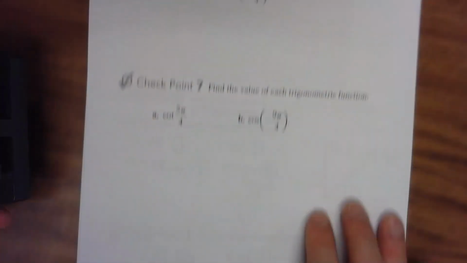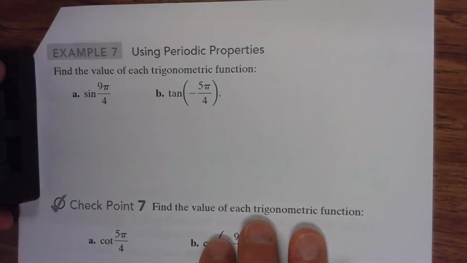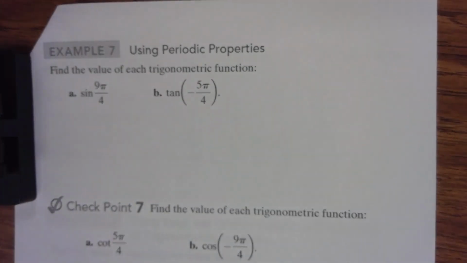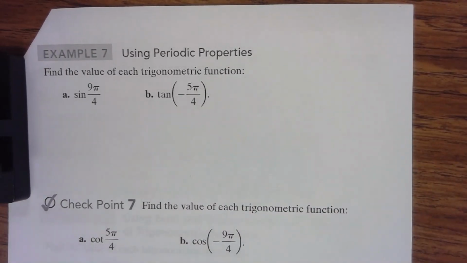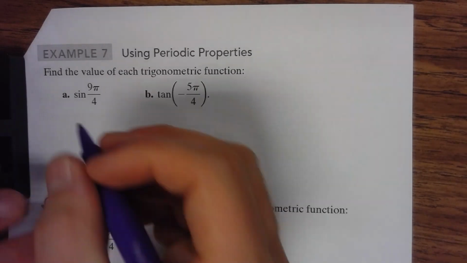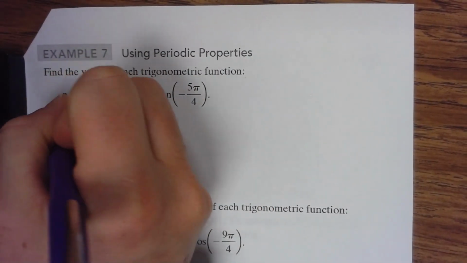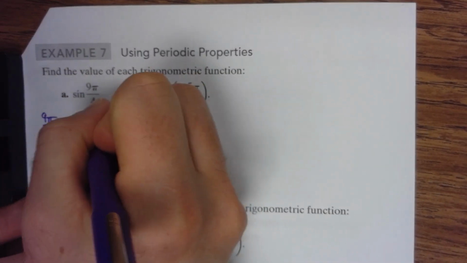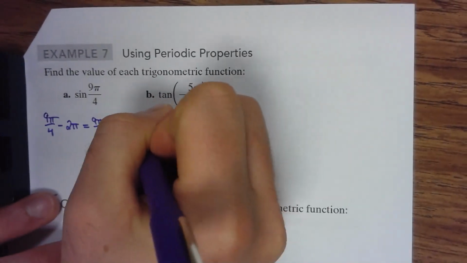If I want to find the value of these trig functions, a good place to start is, what do we know about 9 pi over 4? Well, 9 pi over 4 is more than 2 pi, right? If I take 9 divided by 4, that would be 2 1/4, so 2.25 pi. So what I might do is break down this 9 pi over 4 by subtracting 2 pi from it. That's 9 pi over 4 minus 8 pi over 4, which is just pi over 4.